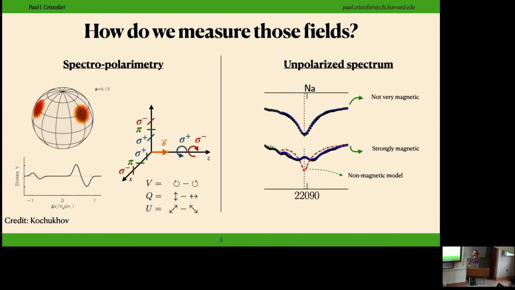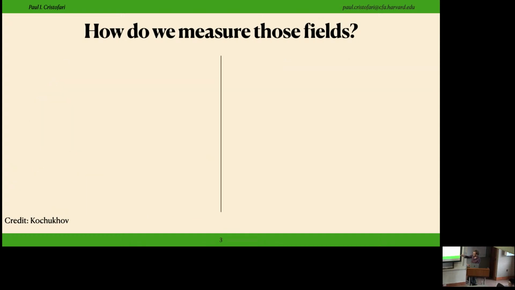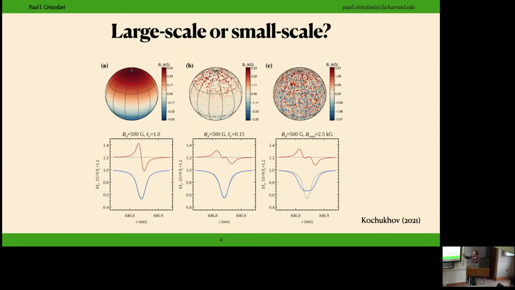One of the things that I find interesting is that these two techniques seem to probe similarly different things. Because from the large-scale field structures, from ZDI, you get large-scale field structures, but you get much less strength, overall magnetic field strength, than with direct modeling.